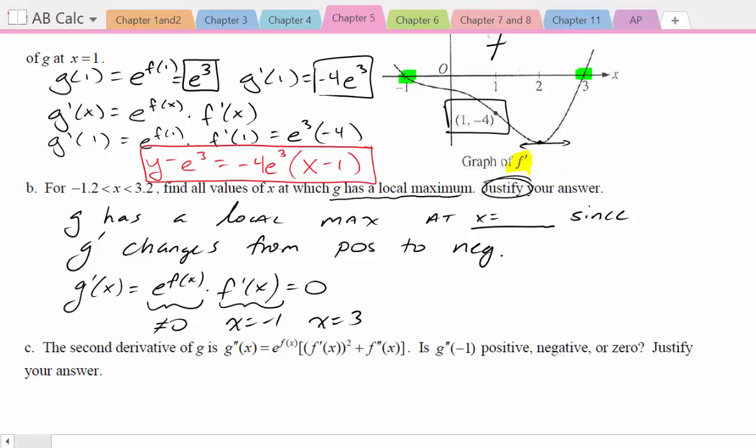So then, since e to the power of f of x is always positive, all I have to look at is f prime of x. When does f prime of x change from positive to negative? And I see that is true at -1. So then all I have to do is fill in -1 right there, and I'm done.